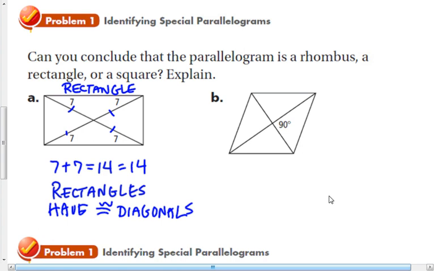And the second figure here, it looks like a rhombus. The way we can tell that it actually is a rhombus is because if a parallelogram has perpendicular diagonals, then the figure is a rhombus. That's theorem 6-16. So we know that this is perpendicular because of the 90-degree angle shown there. So we'll say this is a rhombus. And our reason is because parallelograms with perpendicular diagonals are a rhombus.